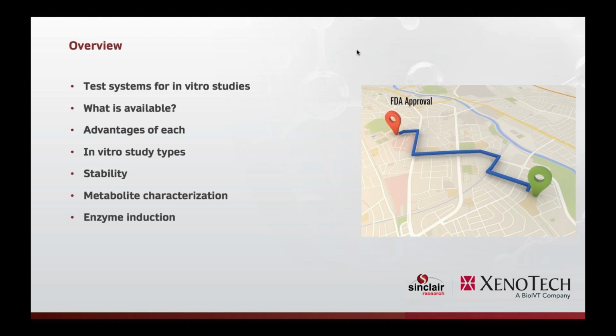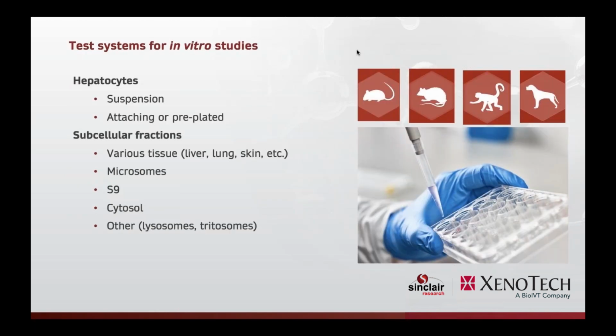So we'll talk about the various test systems, what's available and the advantages of each and when you might choose one over the other. We'll then go into some of the in vitro study types that are available to help in selection of your non-clinical tox species. And these are stability, metabolite characterization, and enzyme induction. Okay, the various test systems for in vitro studies.